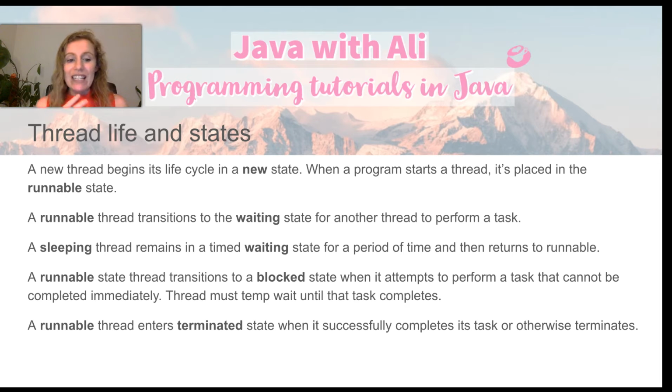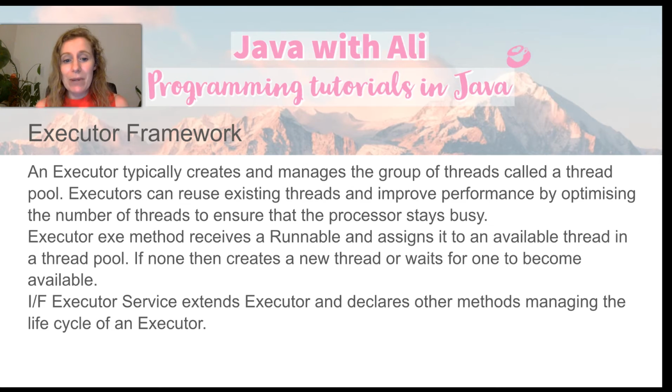So a runnable thread enters the terminated state when it successfully completes its task or otherwise terminates. Okay, good so far. Executor framework then. An executor typically creates and manages a group of threads called a thread pool. And we spoke a bit about printer pools and task pools and stuff. Anyway, we've got a thread pool.